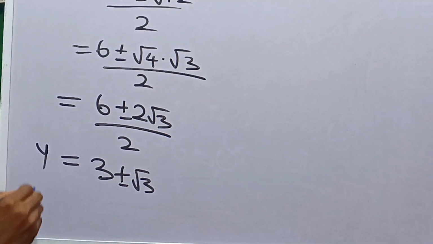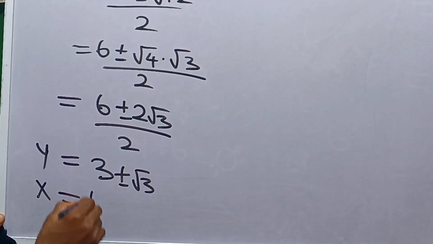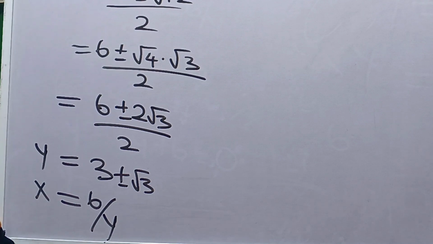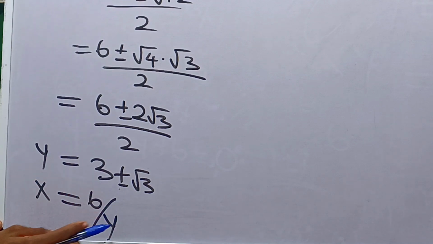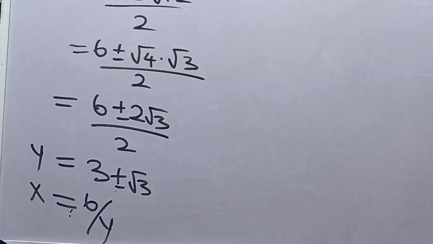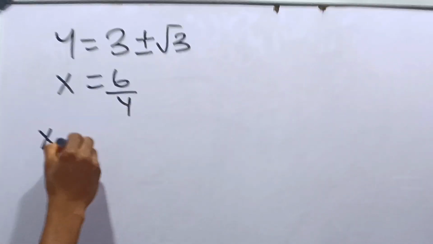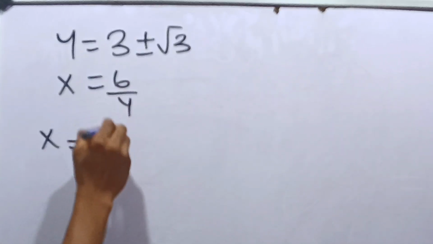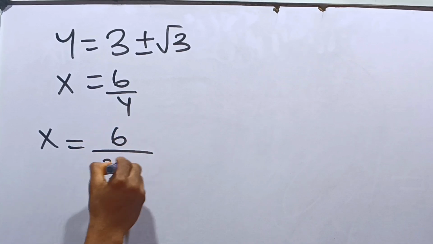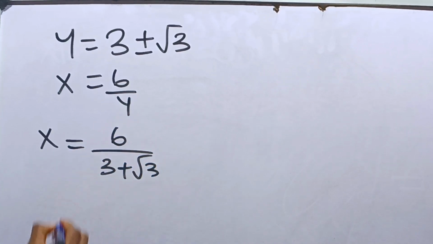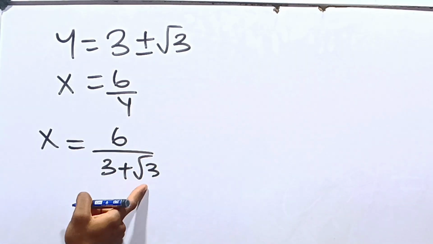But recall that x is equal to 6 over y. So finding x, we substitute the values for y in this equation. Right, moving on from here, we now have that our x is equal to, when y is 3 plus root 3, we have 6 divided by 3 plus root 3. Now this is an irrational denominator.